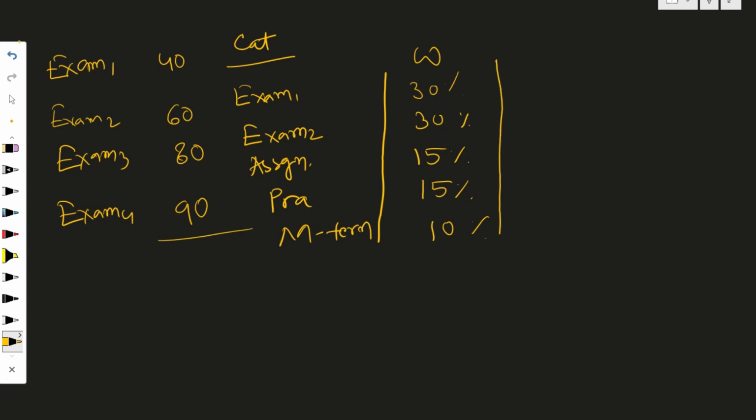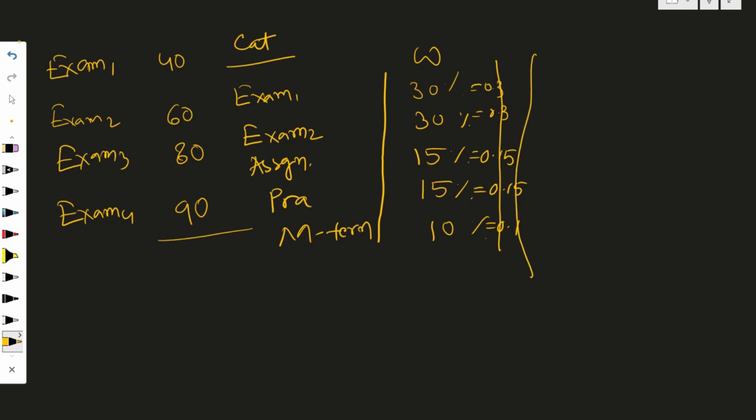Now we have to calculate the weighted mean in this case. This is what I mentioned: when we have a weight assigned for each category or each data point, how are we going to calculate it? So 30% means 0.3, and this is also 0.3, and this becomes 0.15, and this becomes 0.15, and this is 0.1.